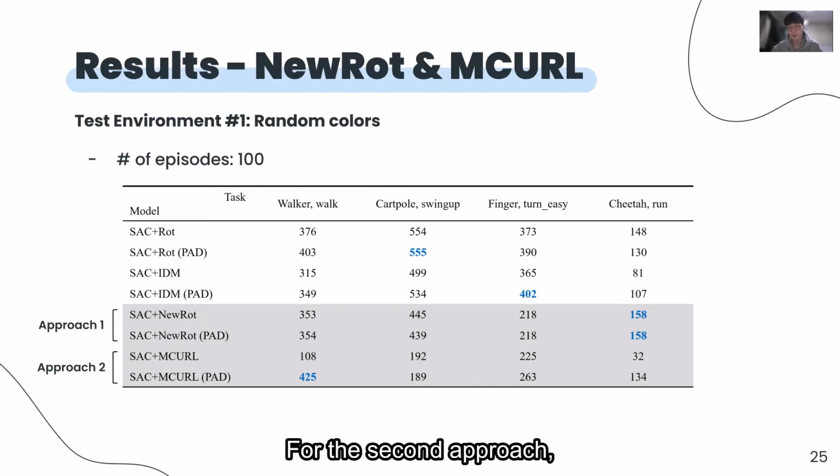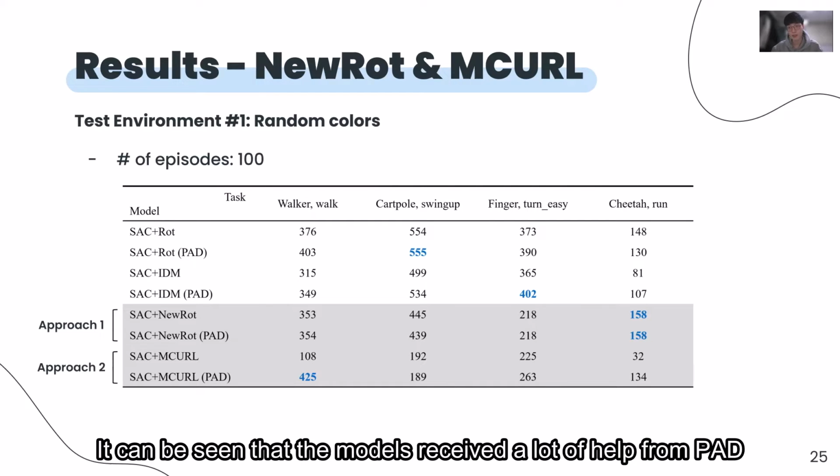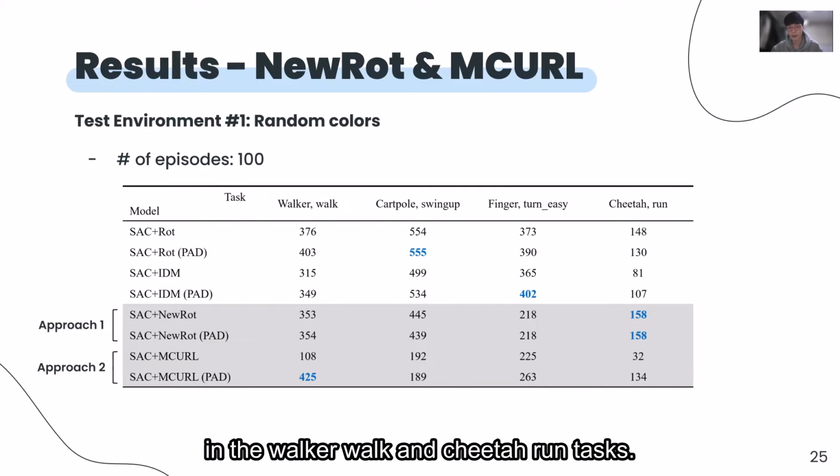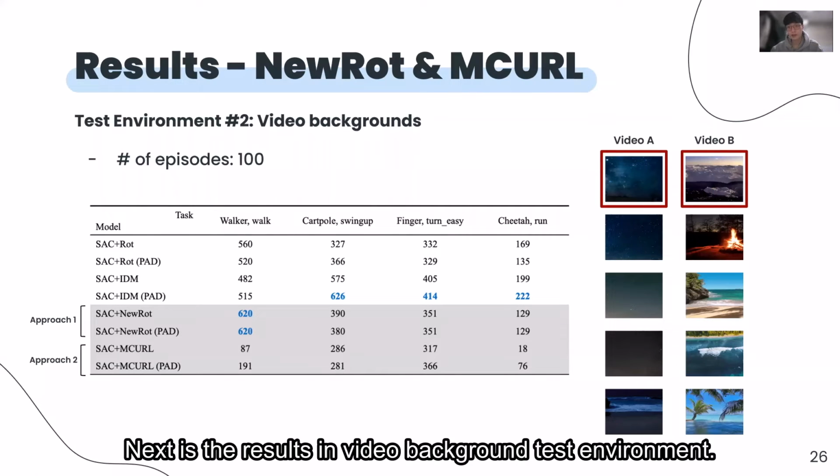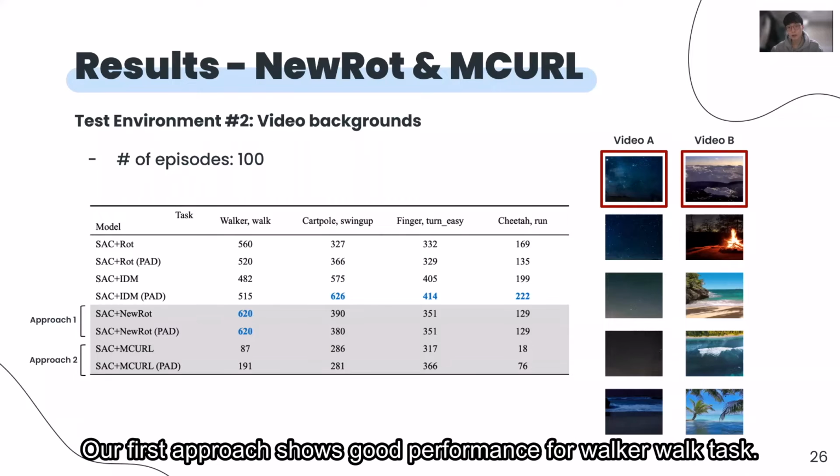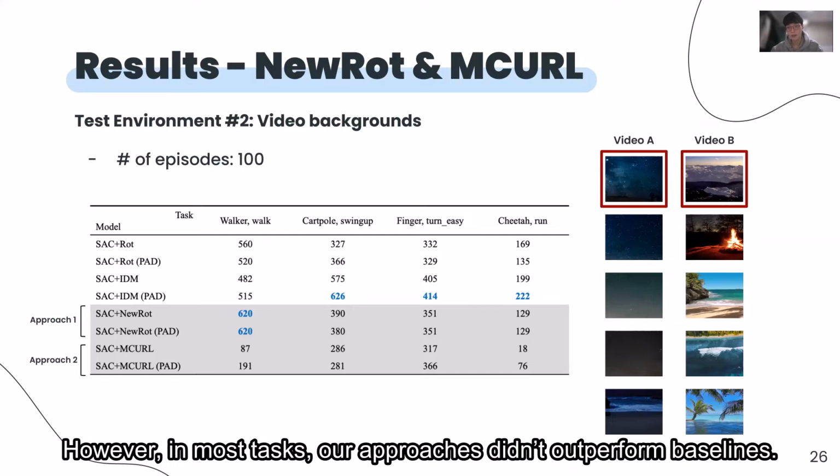For the second approach, it can be seen that the models received a lot of help from PAD in the walker walk and cheetah run tasks. Next is the result in the video background test environment. Our first approach shows good performance for the walker walk task. However, in most tasks, our approaches didn't outperform the baselines.